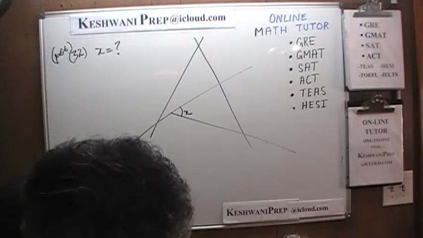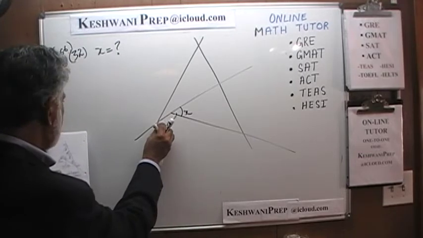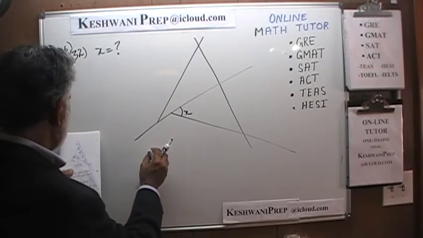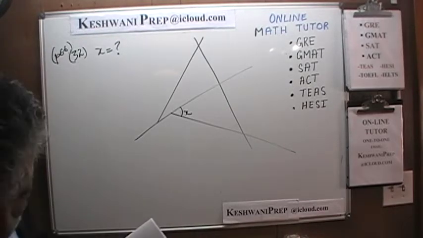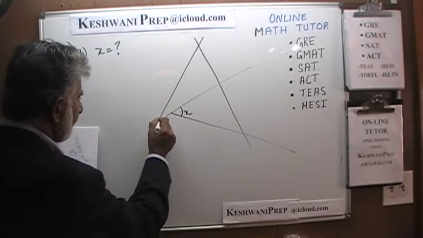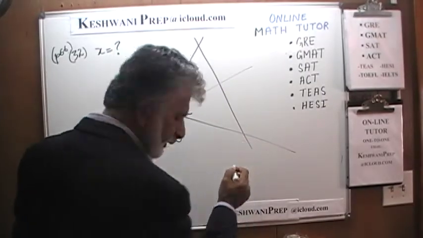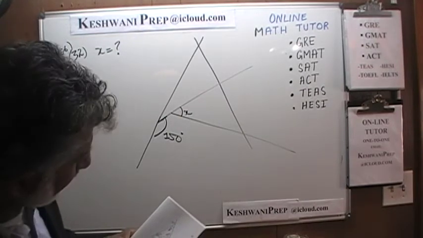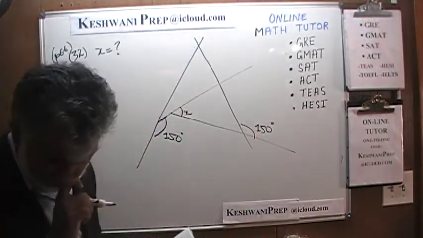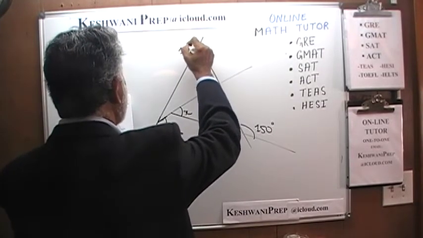150. Where is 150? Oh, I drew it wrong. This is not the line that extends, this is the line that extends right there. This is 150. We are told that this is 150. This distance right here is 150, I believe. And we are told that this distance is 150. That's all we are given.